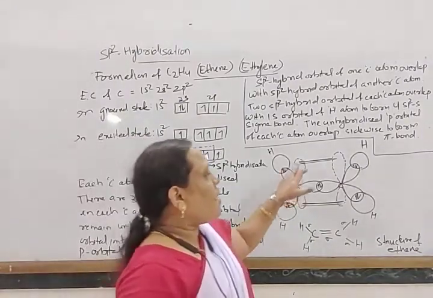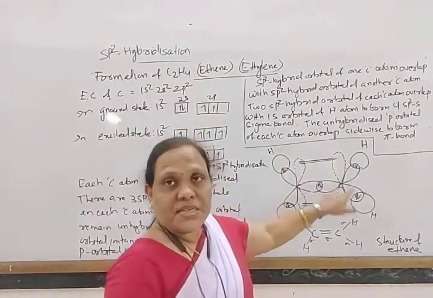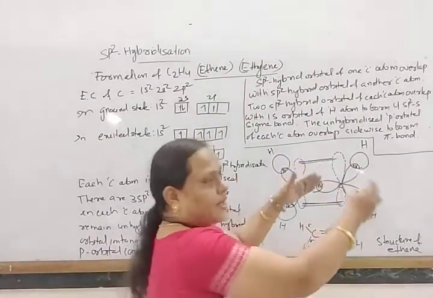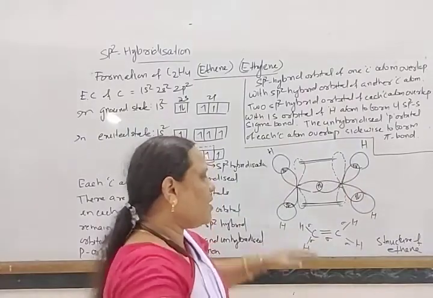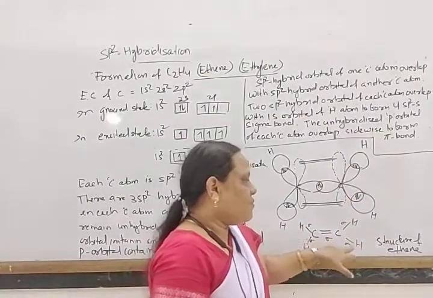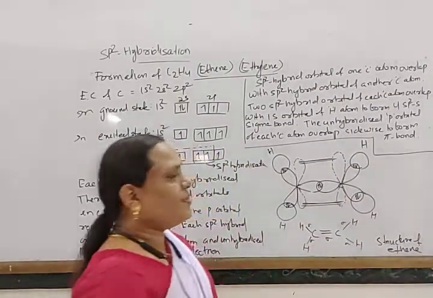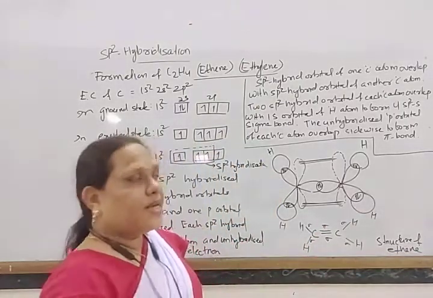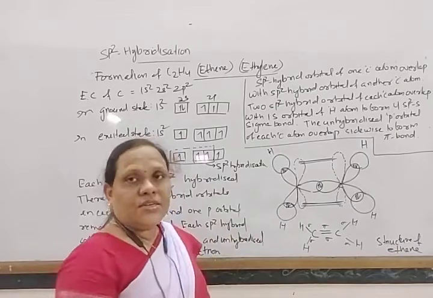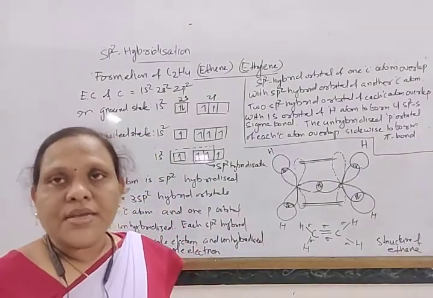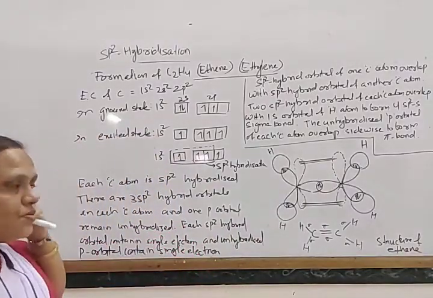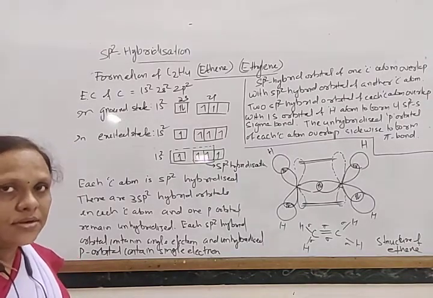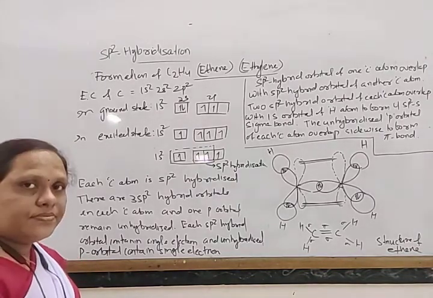And the unhybridized p orbitals, which are represented by dotted lines, of each carbon atom overlap sidewise above the plane and below the plane to form a pi bond. So this is the structure of ethene. This is one pi bond. Here the bond angle is 120 degrees. So these are two examples of sp2 hybridization. Note down this.